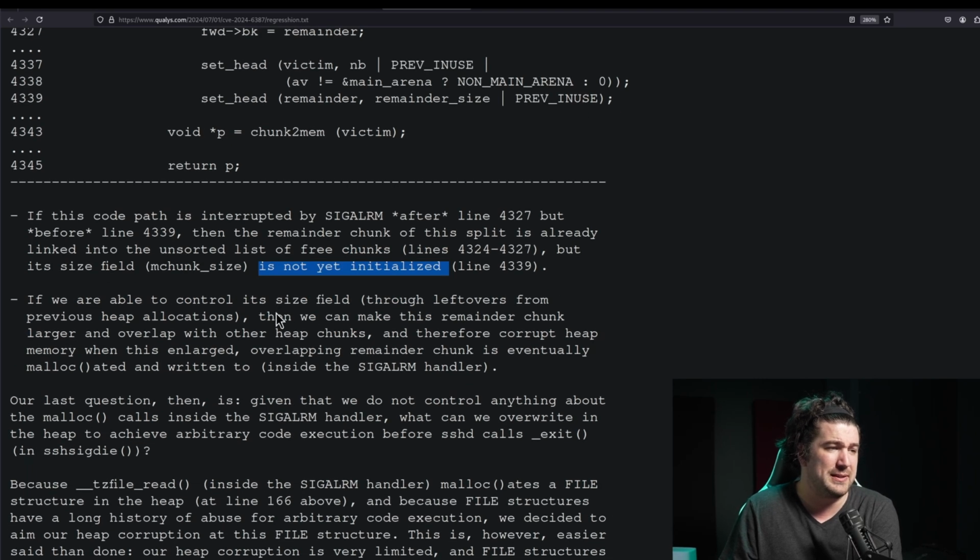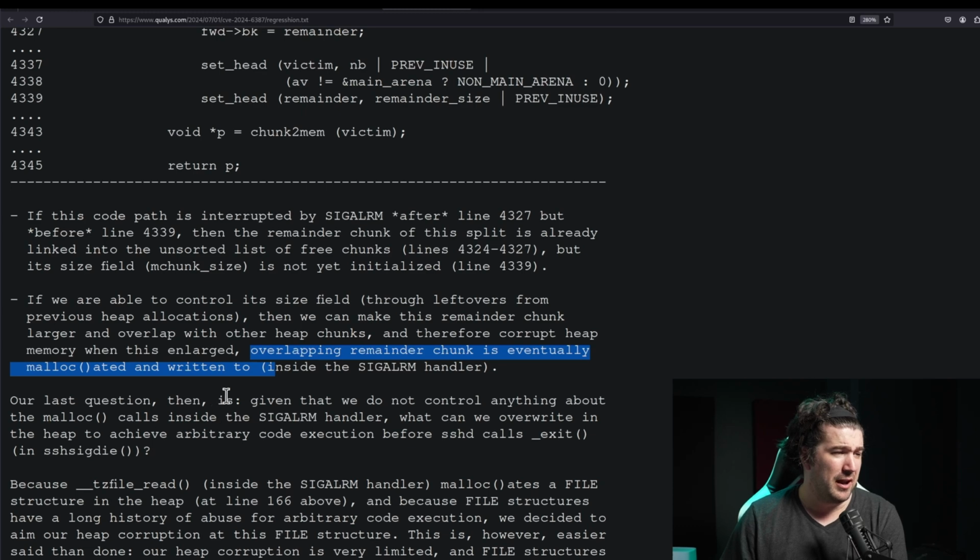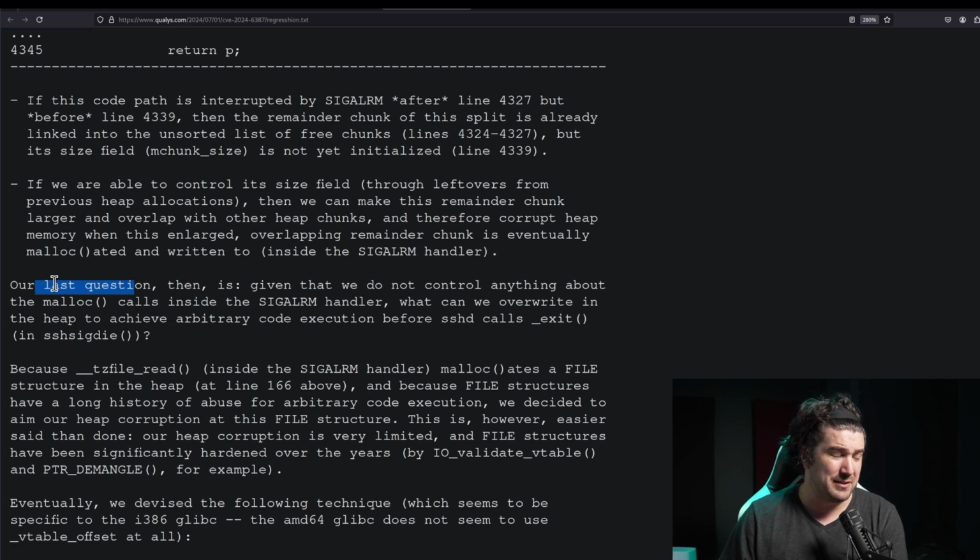If we're able to control its size field through leftovers from previous heap allocations, then we can make this remainder chunk... We need to do a heap allocation thing. We so need to do this at some point. We can then make this remainder chunk larger and overlap with other heap chunks, and therefore corrupt heap memory when this enlarged, overlapping remainder chunk is eventually malloced and written to. I'm not reading that well. I mean, it makes sense. It was rough for me to read.